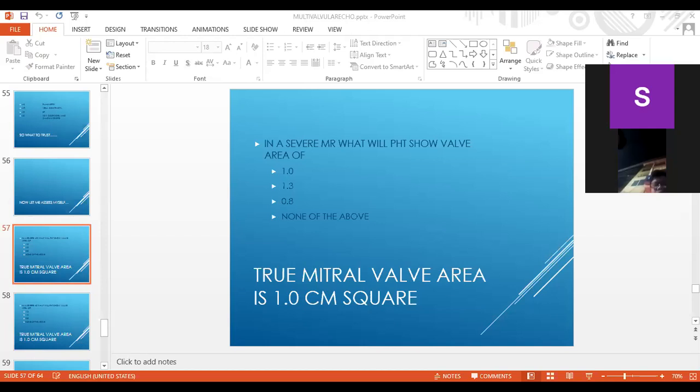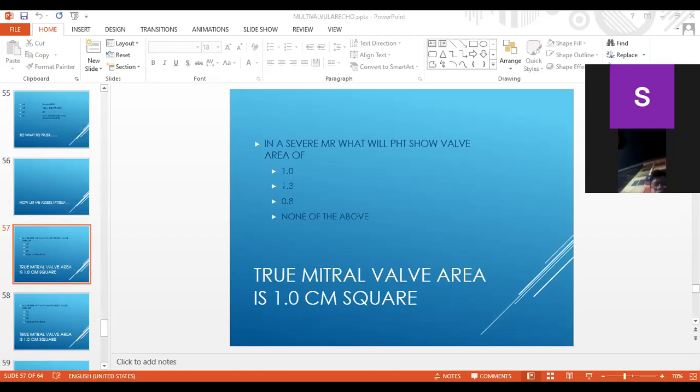So what will it take? It will take a longer time. When it will take a longer time for the large quantum of volume to flow through the mitral valve, you will have a large or a bigger pressure half time. Bigger pressure half time means that area will be a true area which is supposed to be 1 in a severe MR with mitral stenosis. Pressure half time will record it as 0.8.